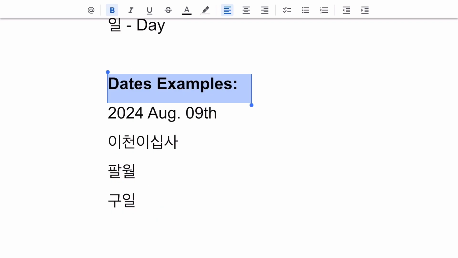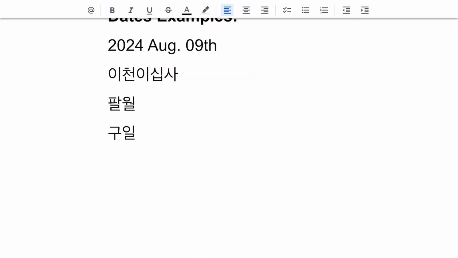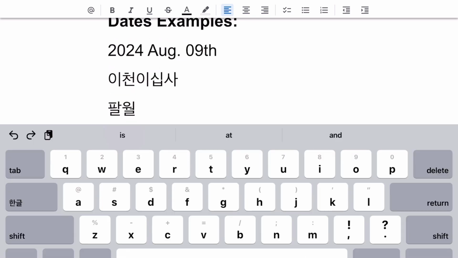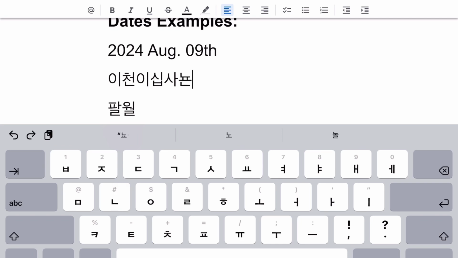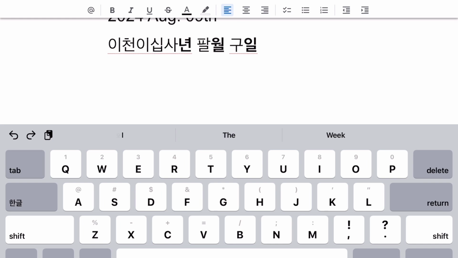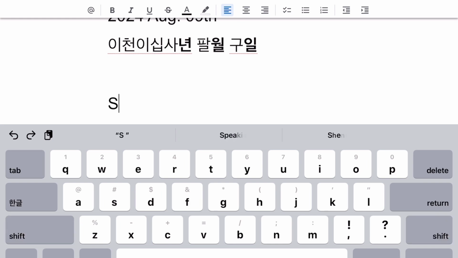Back to today's date. We have 2024, August 9th. 2024, we should know how to make that in Sino numbers. Then we have to put our counter word, 년. And then August is the 8th month, or 8월. And then it's the 9th day, 9 plus 일. 2024년 8월 9일. I highlighted the wrong thing. I'll do a couple more examples of dates, and then we'll practice making some.